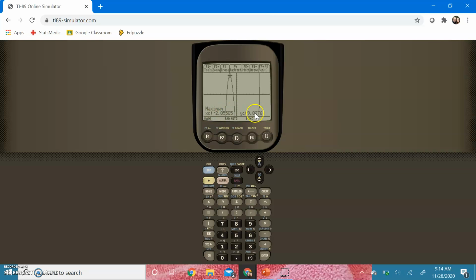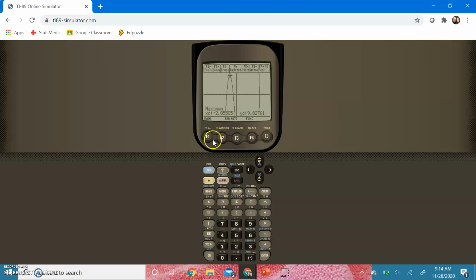-2.055 is the x value, and the y coordinate is 9.027. Aren't you glad I did not make us do that by hand? All right, -2.06, and then 9.03. And then we still need to find the minimum.